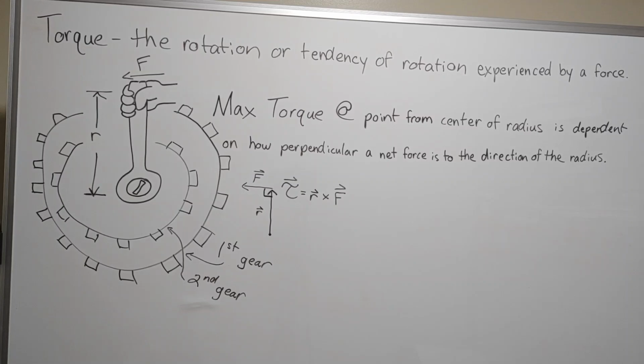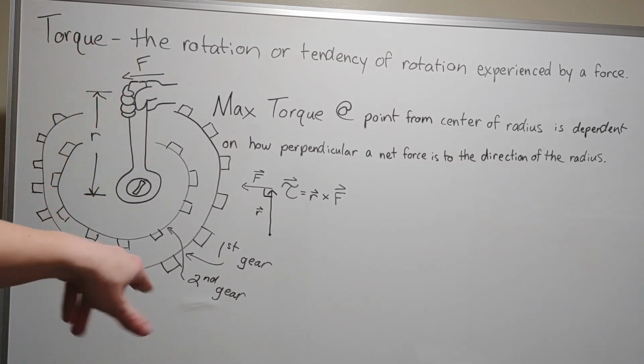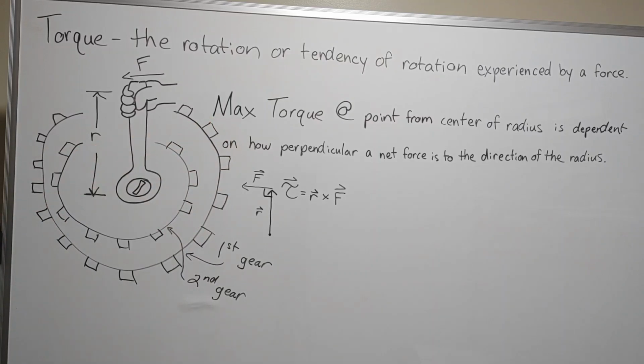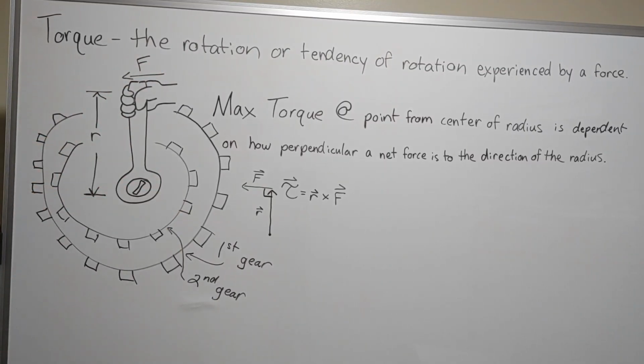To get a better understanding of torque, think of, instead of a ratchet, you have the gears of a transmission. Say you have an engine running at a certain RPM, it's going to have the same amount of load. And then let's go first gear. First gear has the largest radius. Second gear has a smaller radius. Well, with the same force applied, that's going to be a smaller amount of torque.